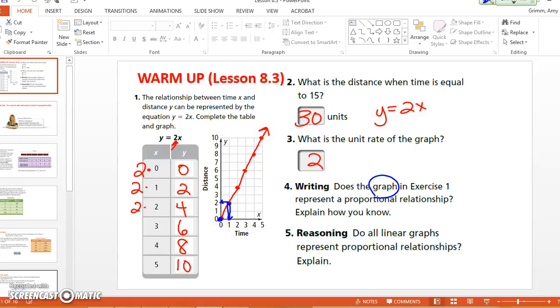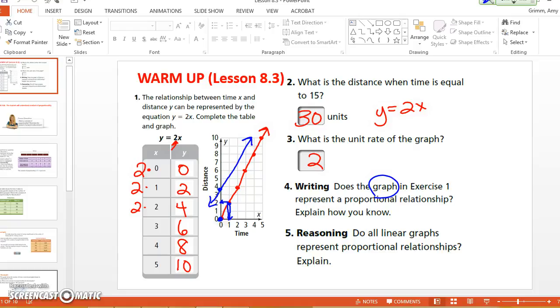Do all linear graphs represent a proportional relationship? No, because a linear graph can start at 2 or anywhere. Very good. So if it doesn't start through 0, 0, I can still make a straight linear graph. But if it goes through here, then that's proportional. Okay, we talked about that before, that might look like y equals 2x plus something or minus something changes it.